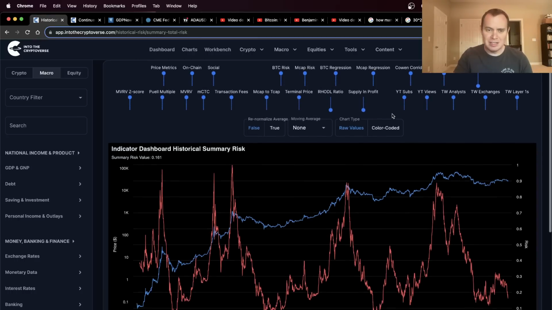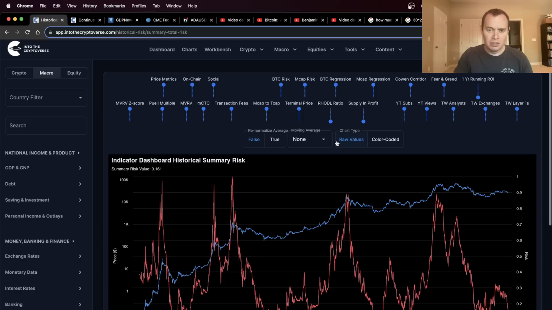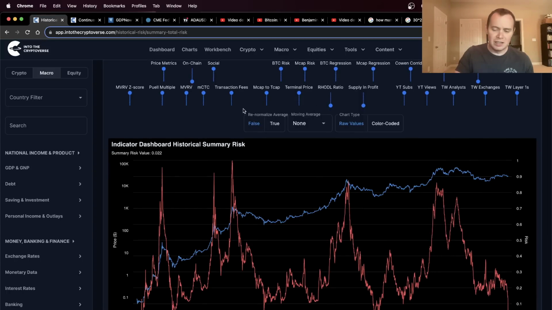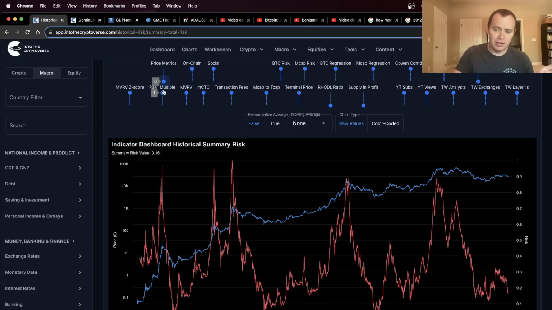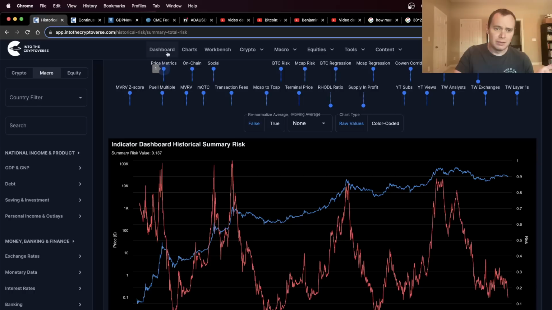The cool thing about this is, if you think that one of these is useless, you can turn it off. You can say, well, I don't really care about the on-chain risk. The great thing is, you can turn it off, and it will adjust the risk metric for you and show you where it is. If you turn off, say, the price risk, it'll show you where it is, right?